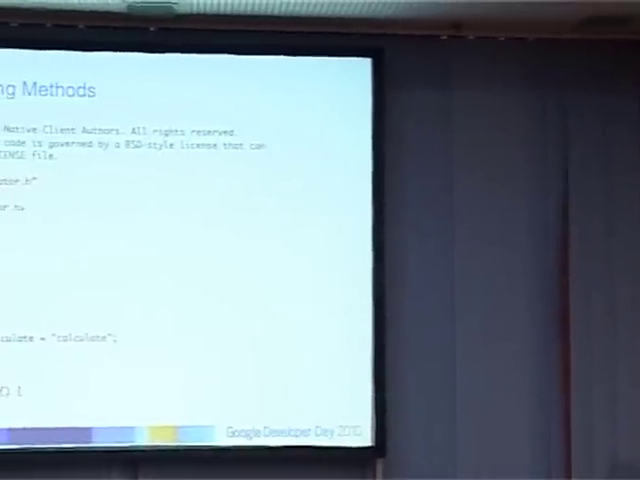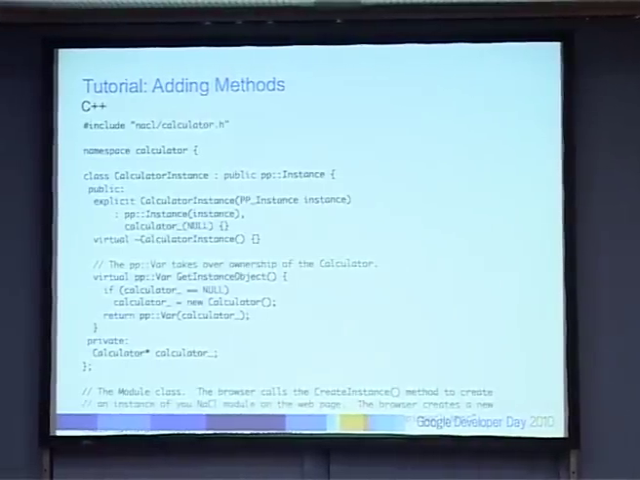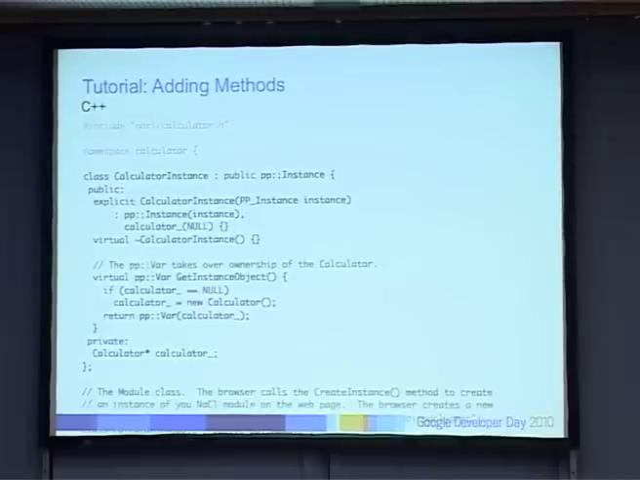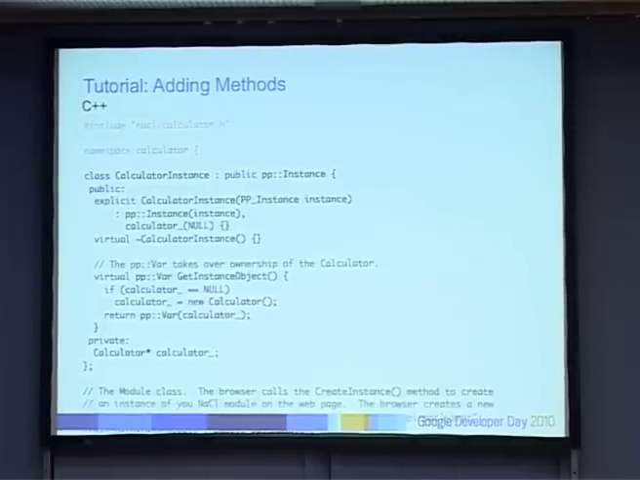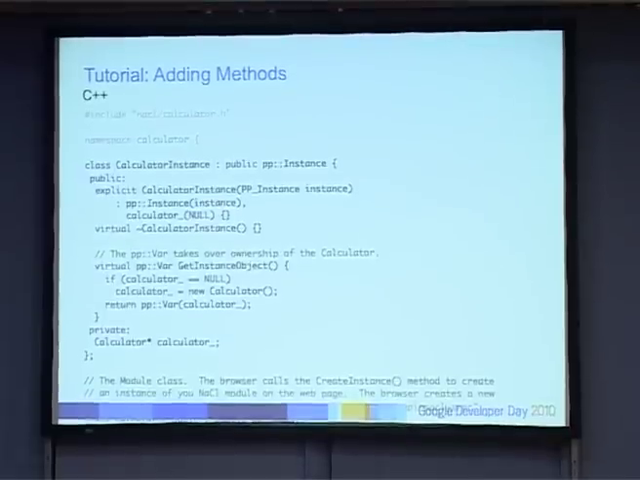So this all looks familiar to people who know C++. First thing I have to do is create an instance. This is the thing that actually connects to the browser. So earlier when I was talking about the Pepper API, this is what the Pepper API hooks to, this calculator instance.